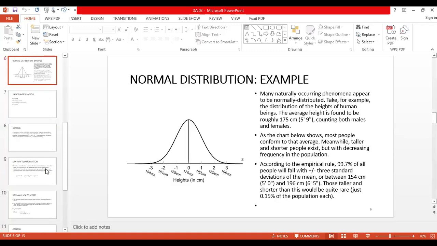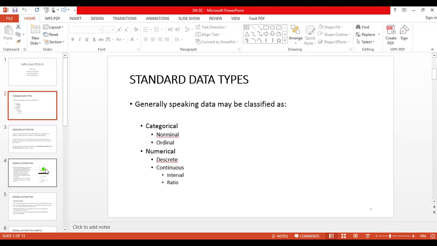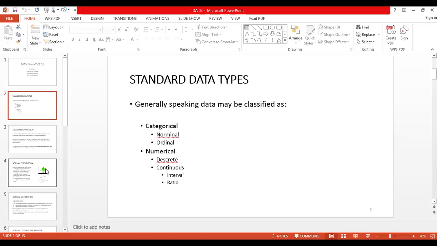Okay. So we looked at the various kinds of data transformation. Of course, we first looked at the types of data. We looked at measures of position. Under data types, we talked about categorical and numerical data. In categorical data, we have nominal and ordinal. In numerical data, we have discrete and continuous. And of course, continuous data can be categorized into interval and ratio.